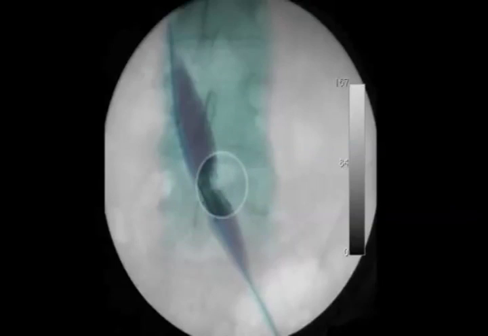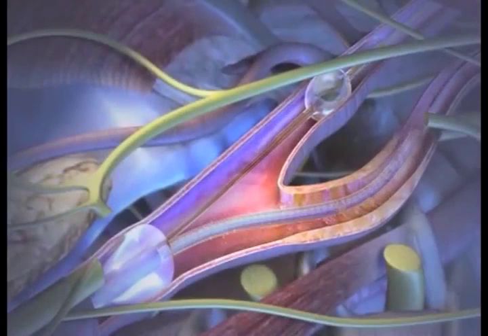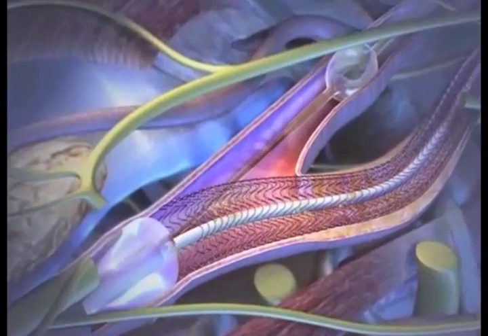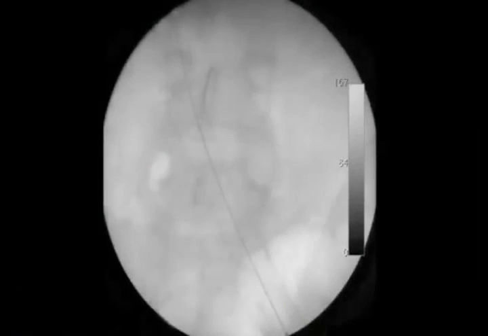And as we blow it up to 2 atmospheres, it's going to spring open that area of compression. If you balloon only, the lesion will recur. So what we do then is we stent it. This is the wire. You do everything over a guide wire. This is a stainless steel stent that's been deployed in the vein.